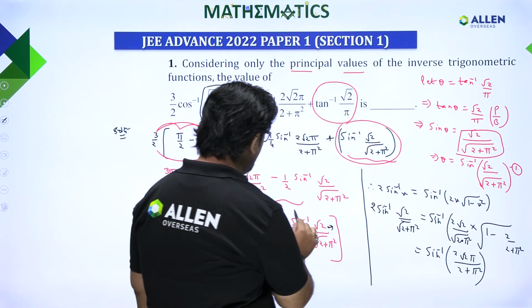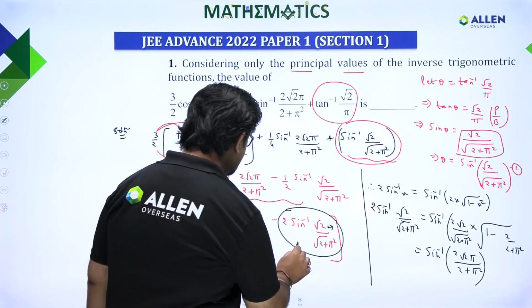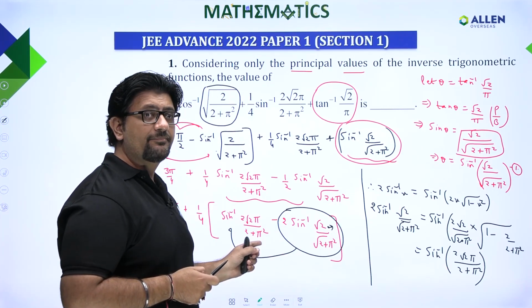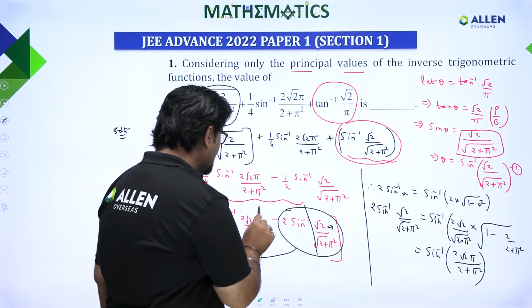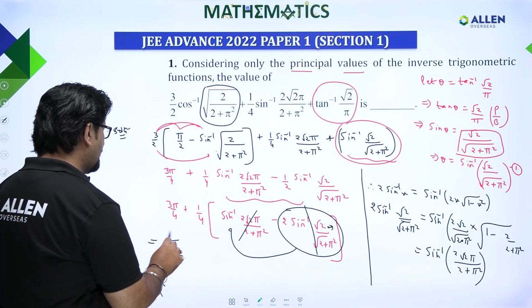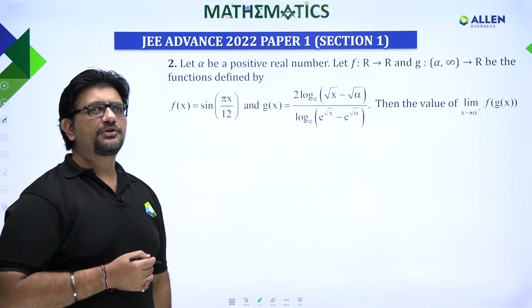So this value, 2 sine inverse root 2 upon root of 2 plus pi square, is equal to this value. Check it: 2 root 2 pi upon 2 plus pi square, and the plus and minus would be cancelled out now. So what would be the answer now? The answer we are getting is 3 pi by 4. Now let us take question number 2.